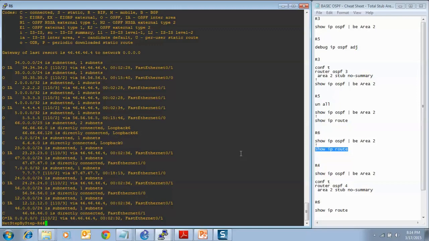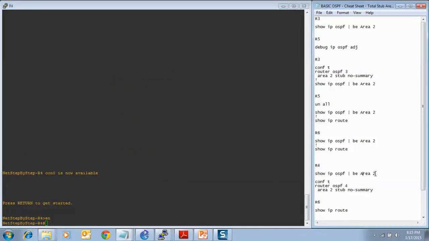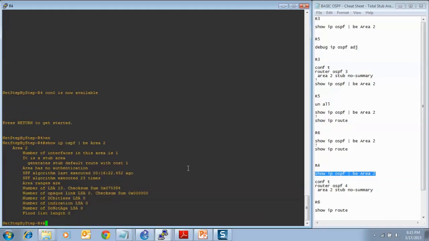Fast Ethernet 0/1. I have disabled summary routes from router 3, but router 4 still injects inter-area routes in area 2. Moving over to router 4, I'm going to check area 2 utilizing command show IP OSPF pipe begin area 2. From the output, I see that this is a stub area.